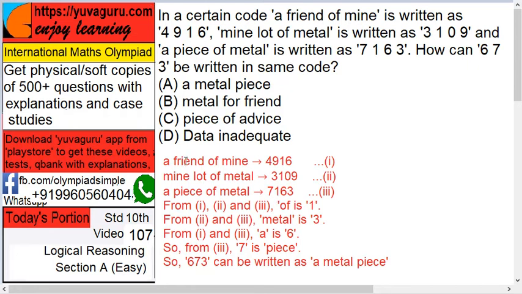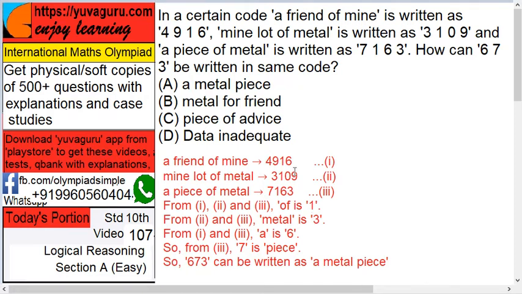First write everything that is given. A friend of mine, 4916; mine and lot of metal, 3109; and that last one, a piece of metal, 7163. Now which number is common in all the three? 1. Which word is common in all the three? Of. So 1 will represent of. Okay. Now 1, you got one number.